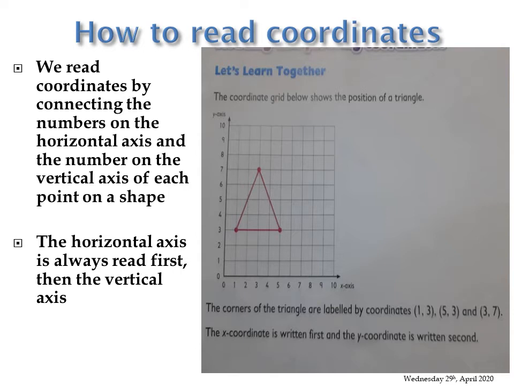What about the top, the last point of the triangle? Let's look at our horizontal axis. It's on 3. And from the vertical axis, the dot is on 7. So we can say we have coordinates 3, 7. So this triangle can be labeled by the coordinates 1, 3, 5, 3, and 3, 7. Okay? All right. Remember, just like I said, the coordinate on the horizontal axis is what you write first before the one on the vertical axis.